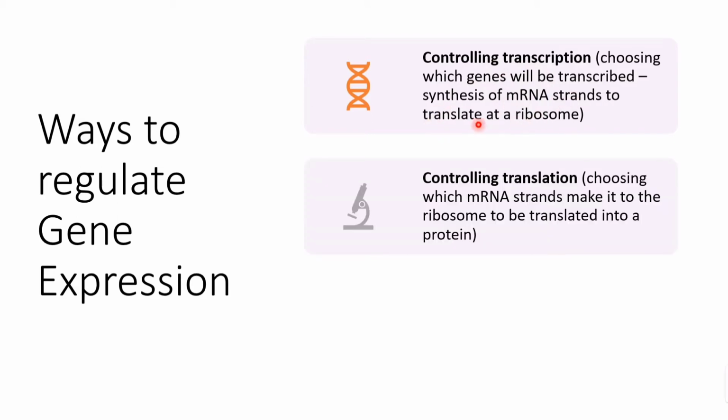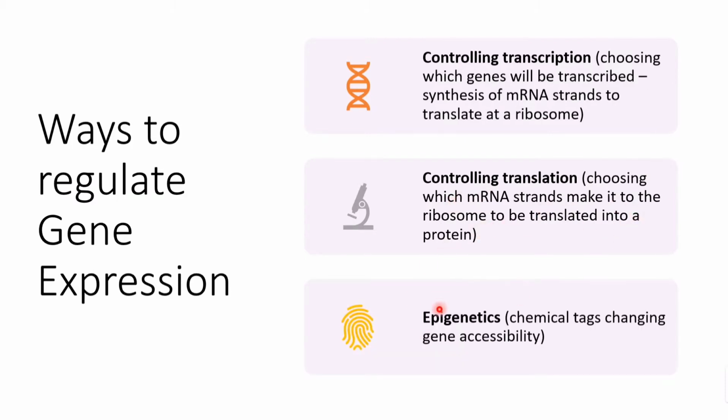Then there is controlling translation. So this is choosing which mRNA strands make it to the ribosomes to be translated into proteins. And epigenetics, which is chemical tags on histones or DNA that change the gene accessibility. But we'll be only looking at controlling transcription and controlling translation in today's video.